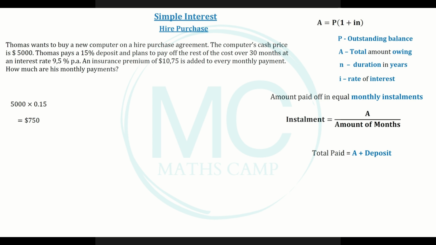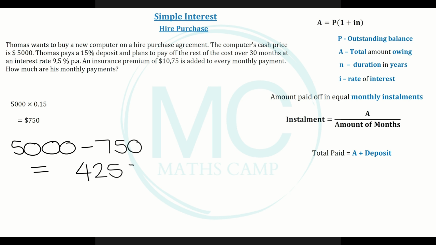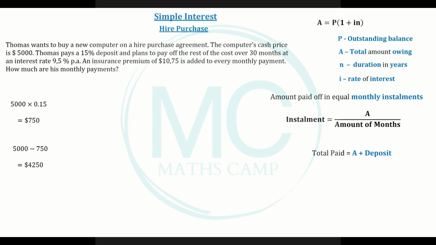So let's see what's left over. We have 5,000 less 750, the deposit, and we're left with $4,250. This is the amount outstanding. But remember, the store is offering an interest rate of 9.5%. So the total amount that Thomas owes will be more than this amount. It will be our A value when working with simple interest. So in order to find A, let's find I and N.